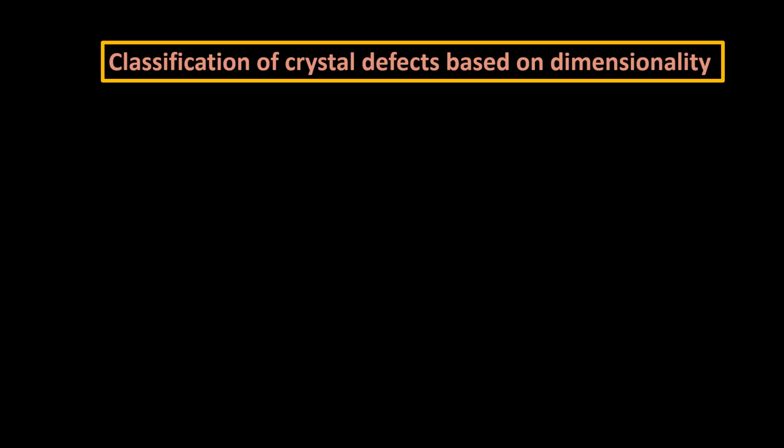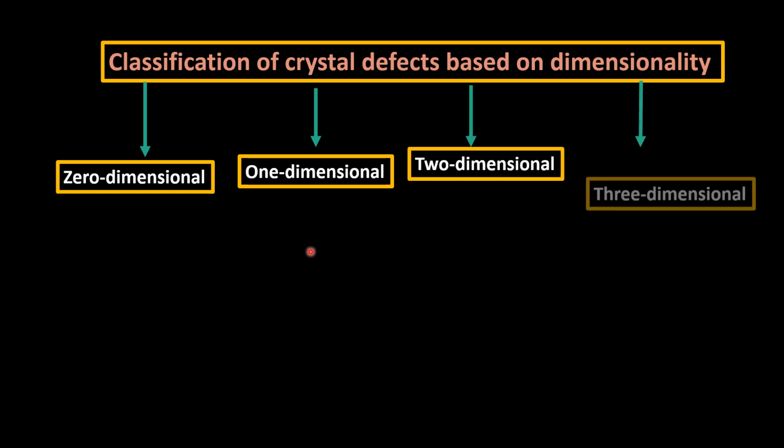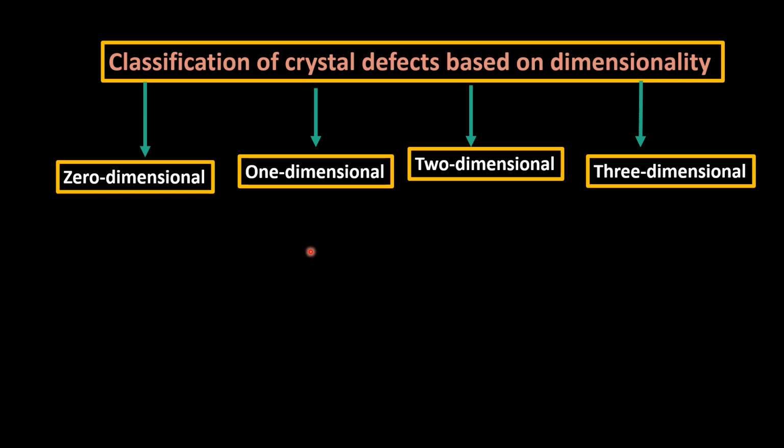So first of all, now we discuss the classification of defects. Here we classify the crystal defects on the basis of their dimensionality. These can be zero-dimensional defects, or one-dimensional, two-dimensional and three-dimensional.